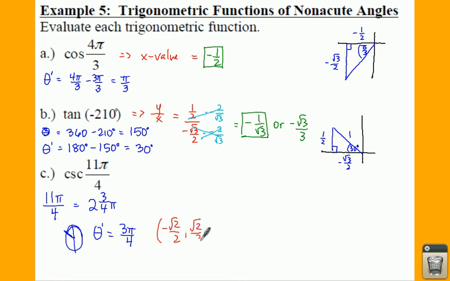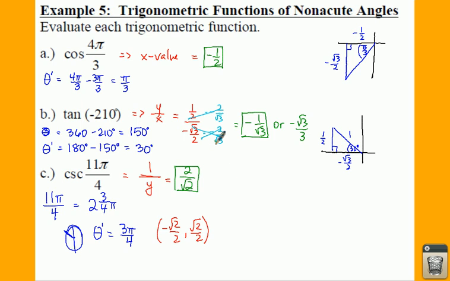radical 2 over 2. So when you do this, if you want to know your cosecant, it is the reciprocal of your sine, which is 1 over y. Or you just take your sine, which is a positive radical 2 over 2, and just flip that over. That's going to give you a positive 2 over radical 2. And there is your answer.